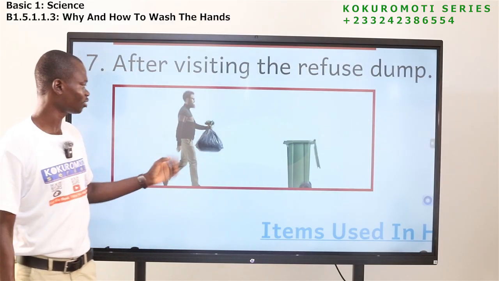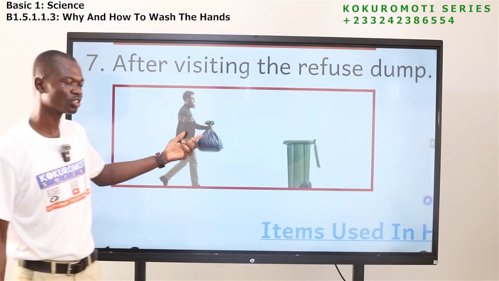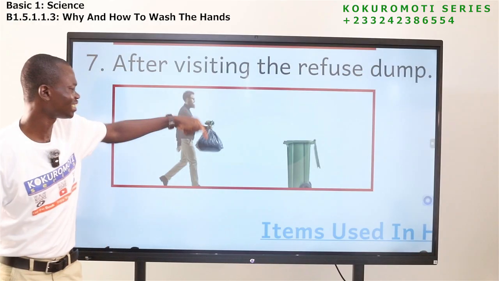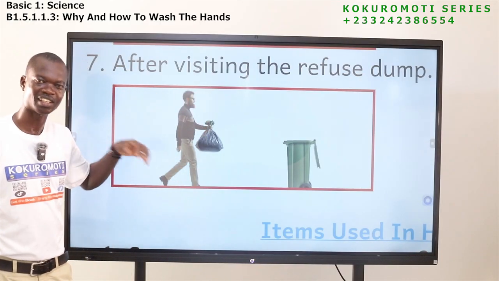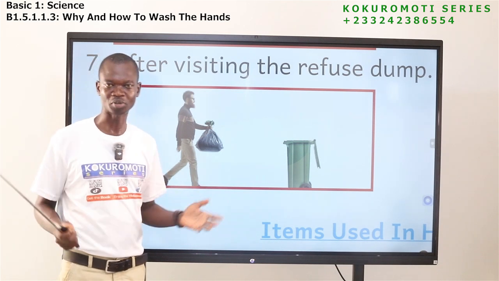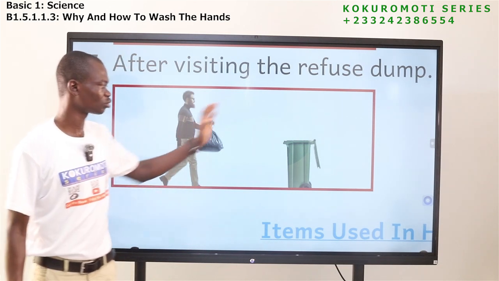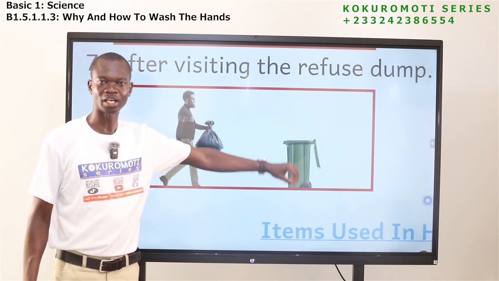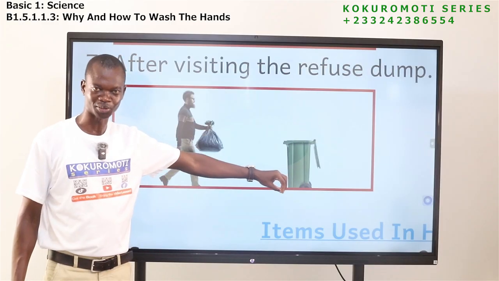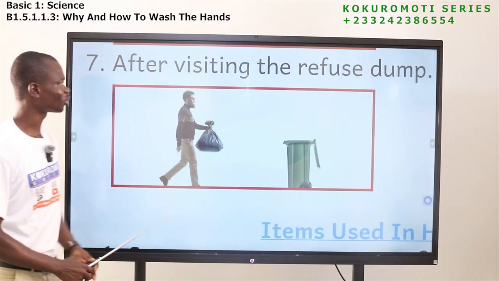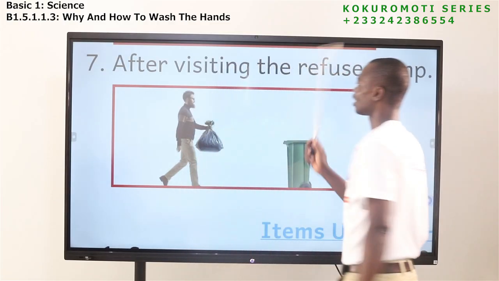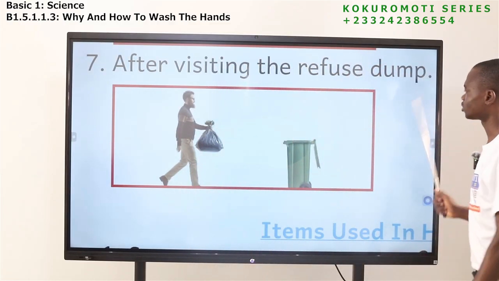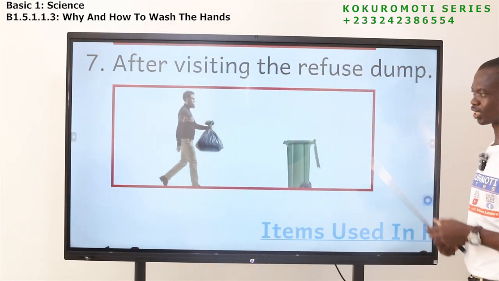Dustbin. So the man, you can also see that he's using what? The left hand, meaning what is inside the polythene is something that is no more important or useful. So he's trying to what? Put them in the dustbin. So what we are saying is that after visiting the refuse dump, you need to what? Wash your hands.